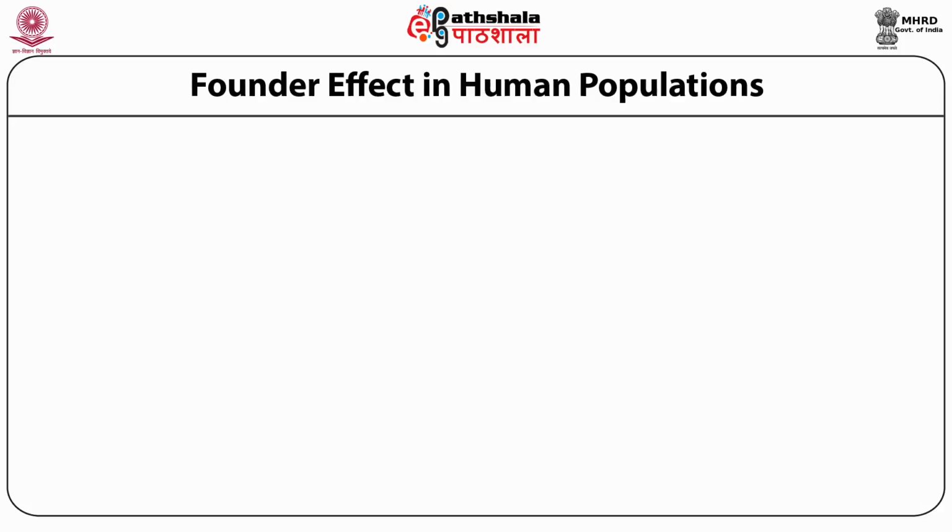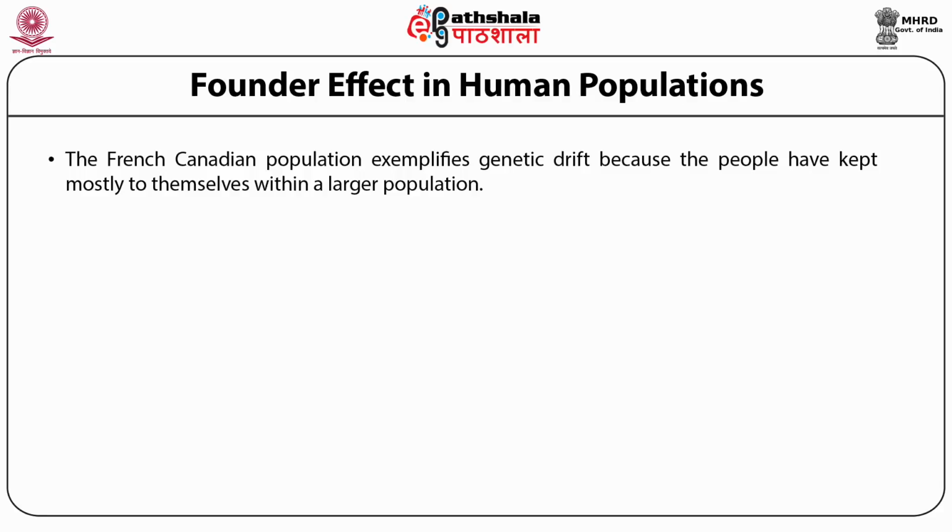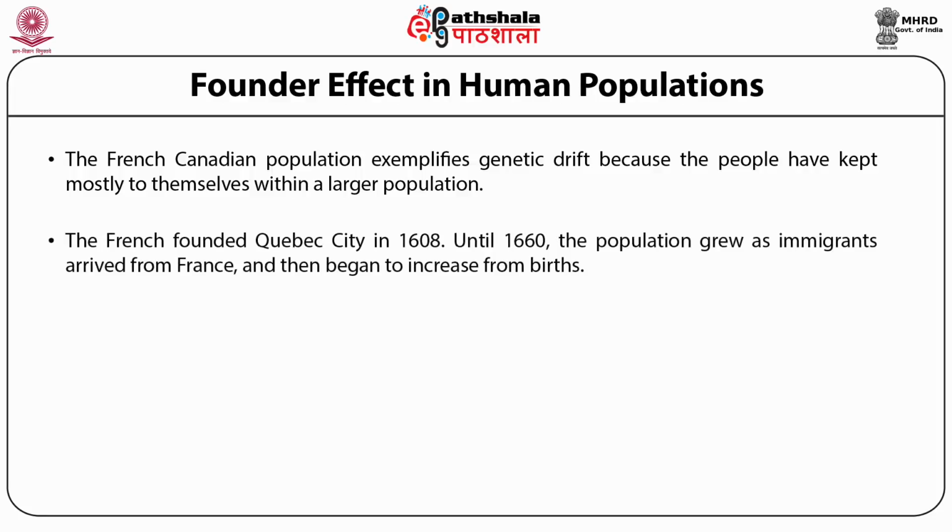Founder effect in human populations. While discussing the founder effect in human populations, the French-Canadian population exemplifies genetic drift because the people have kept mostly to themselves within a larger population. The French founded Quebec City in 1608. Until 1660, the population grew as migrants arrived from France and then began to increase from births. More than 10,000 French had arrived by the time the British took over in 1759, but many of them had moved westward.